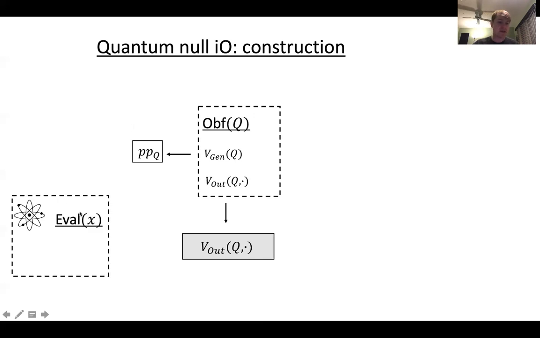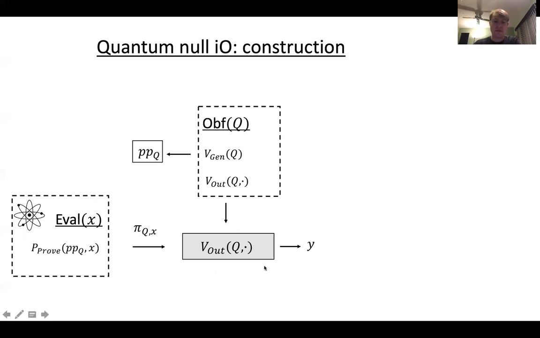To evaluate this, say you have some input X, or actually in general, even X could be a quantum input as well. And you want to evaluate this obfuscation, you would just run the prover algorithm, the CVQC scheme, to produce your proof pi, input it into the classical obfuscation to learn Y, which should be equal to Q of X.